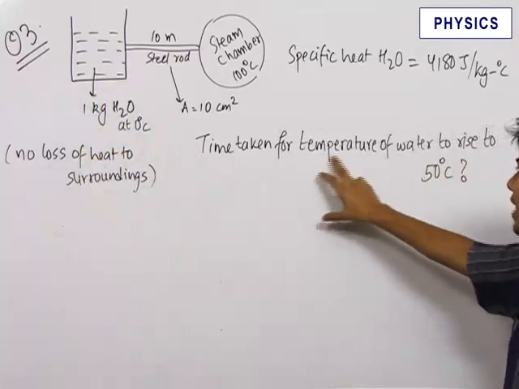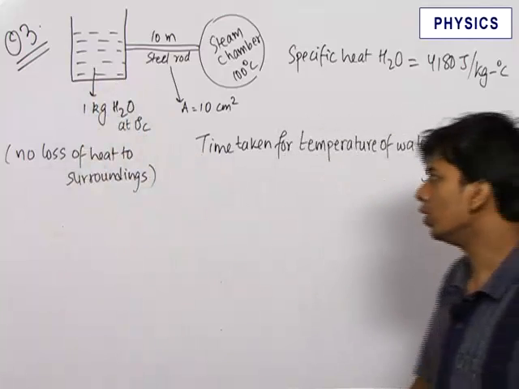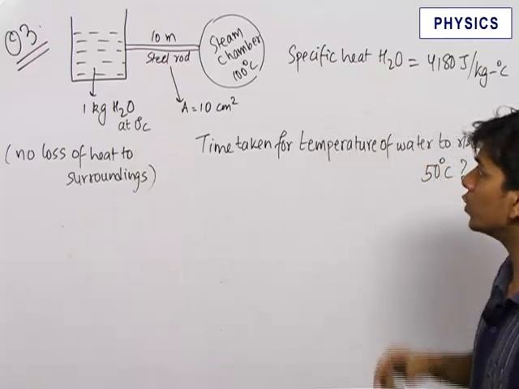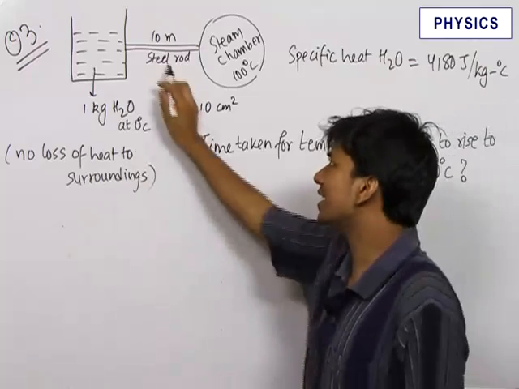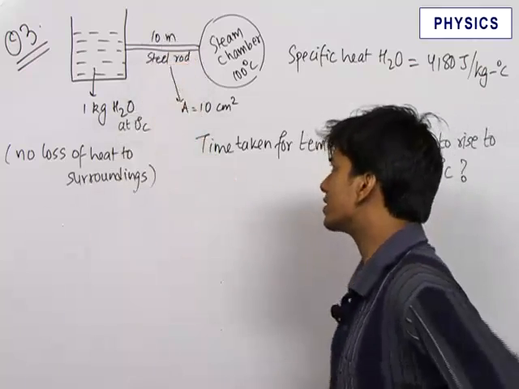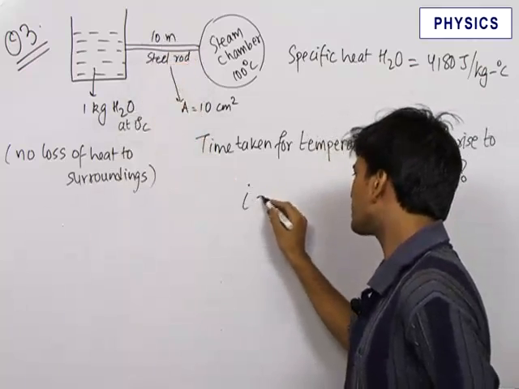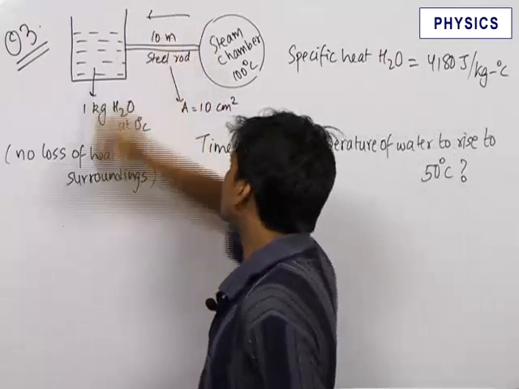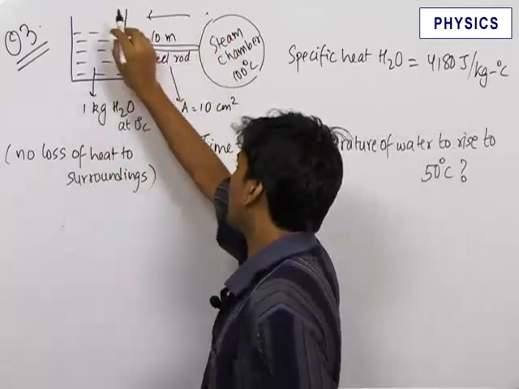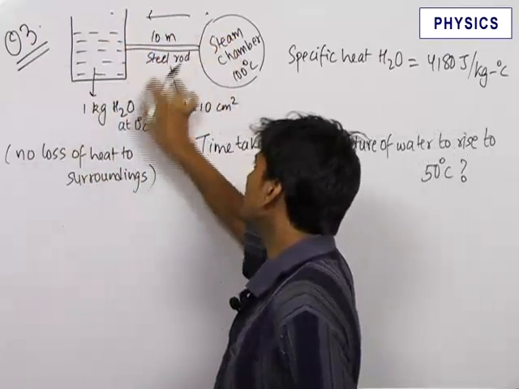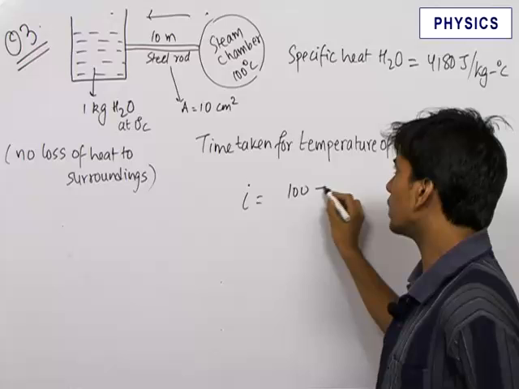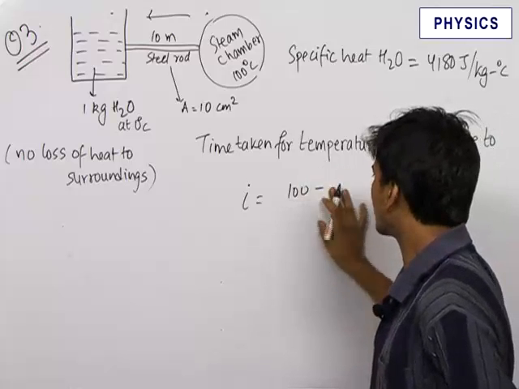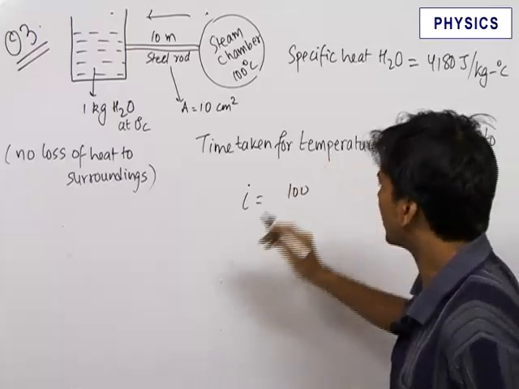We need to find out the time taken for the temperature of water to rise to 50 degrees Celsius from 0 degrees Celsius. So the first thing you need to find out is what is the heat current across this steel rod. So for that, let us first find out the heat current. This can be written to be heat current in this direction will be equal to temperature over here minus temperature over here upon the thermal resistance of the rod, that is equal to 100 minus 0 upon R. Initial heat current was different. Let the heat current at time t.